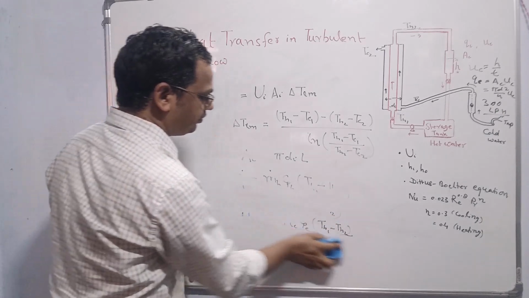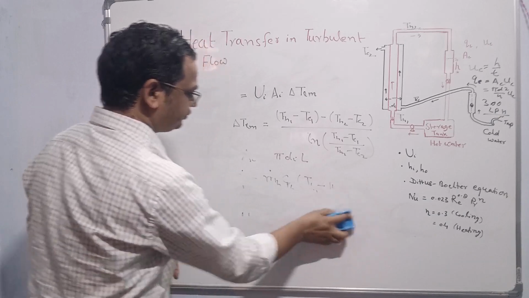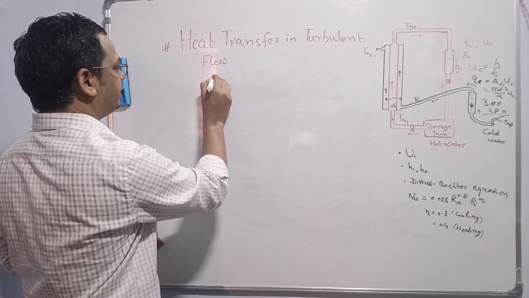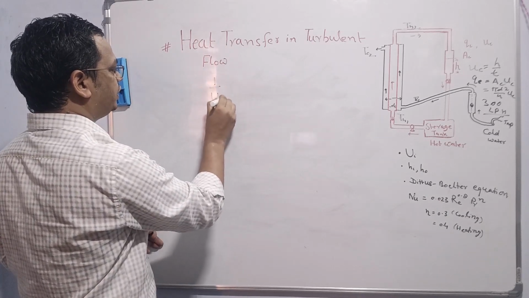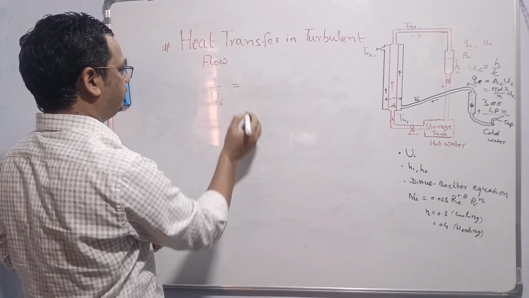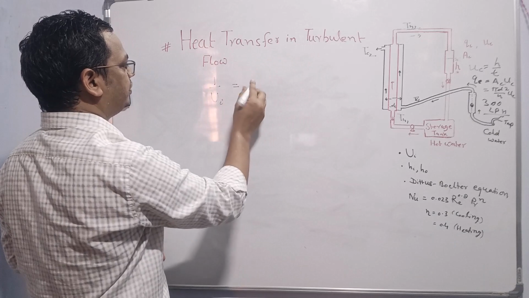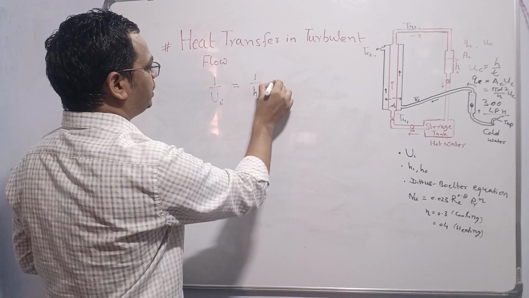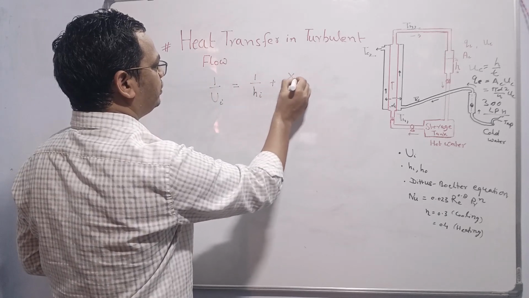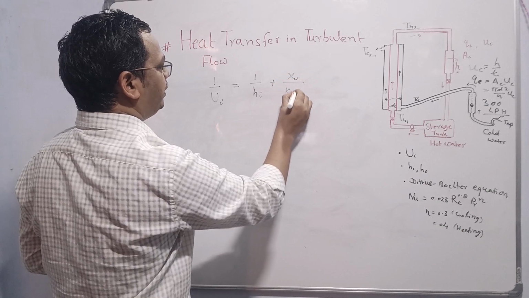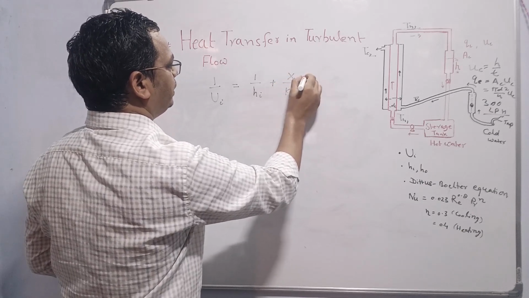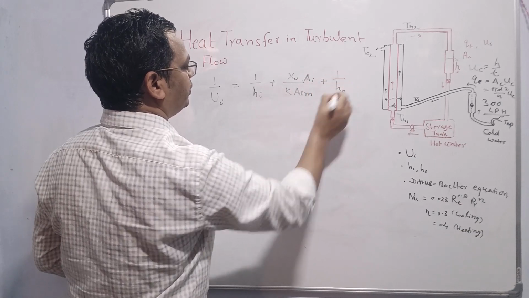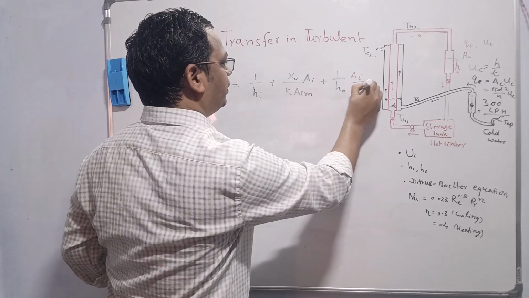Now next we will do the calculation for individual heat transfer coefficients. We know the inverse of the overall heat transfer coefficient, that we have already seen in the last video. For the case of laminar flow, 1 by Ui is equal to 1 by Hi plus xw divided by k Alm into Ai plus 1 by Ho into Ai by Ao.